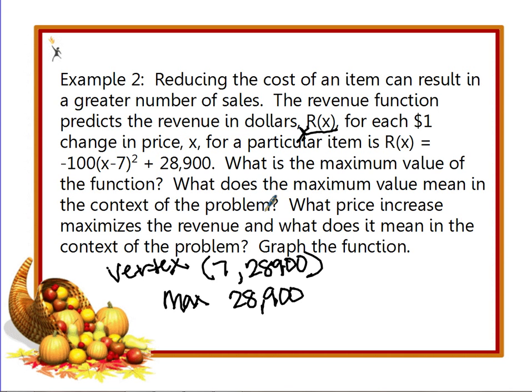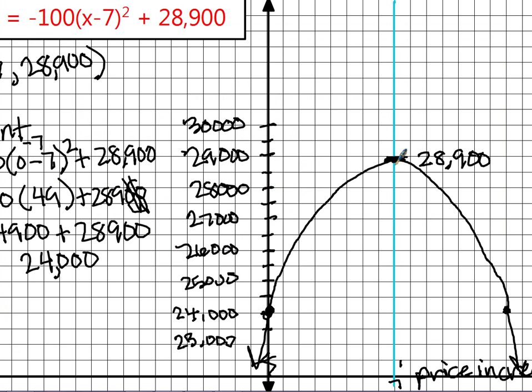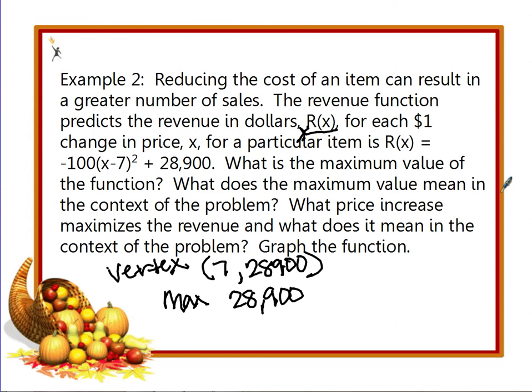Second question says, what price increase maximizes the revenue, and what does it mean in the context of the problem? On our graph, when I had my maximum revenue, how many dollars had I increased the price? $7 according to my graph. So what price increase maximizes our revenue? A price increase of $7. What does it mean in the context of the problem? If I increase my price by $7, I would get maximum revenue of $28,900.